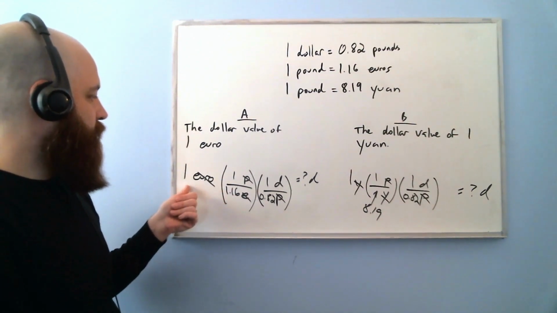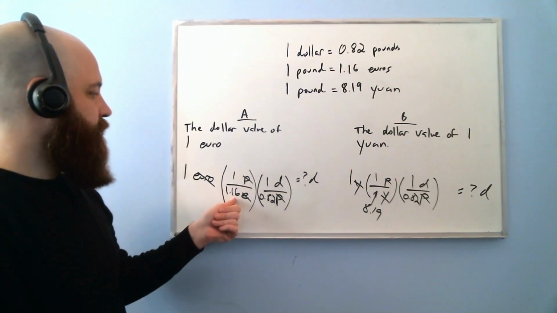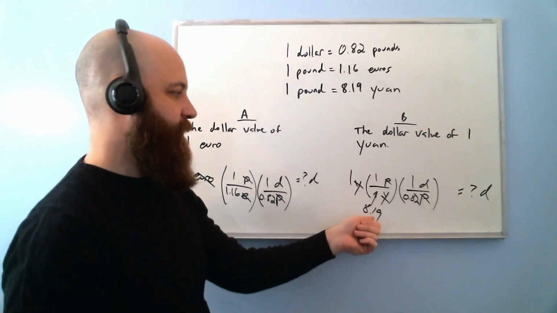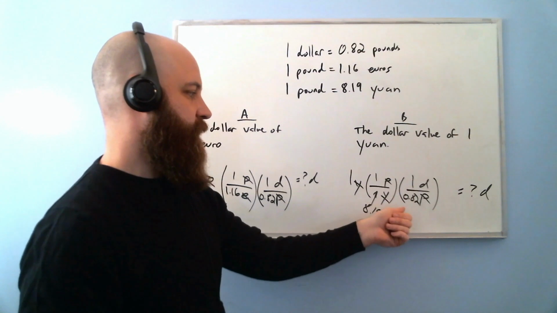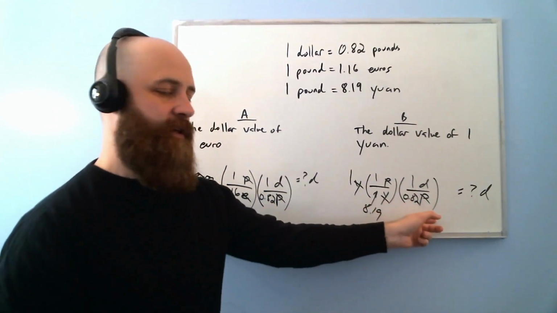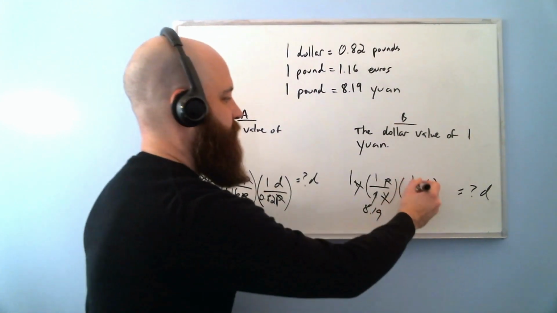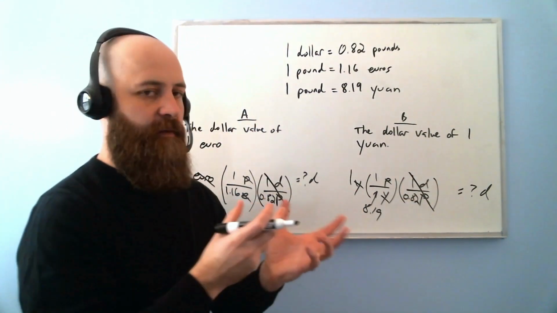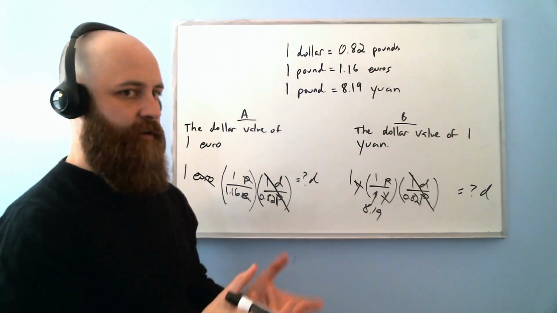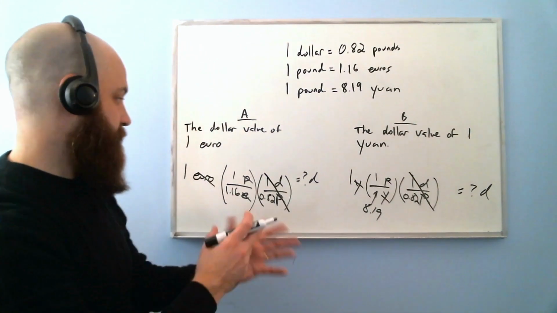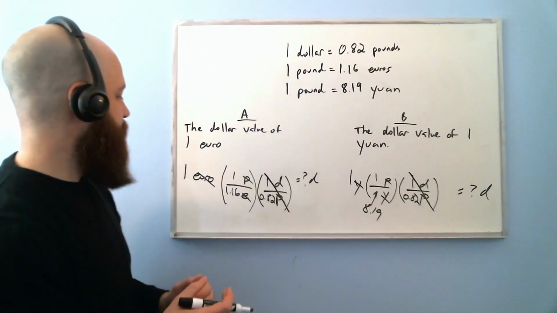Okay, so 1 times 1 over 1.16 times 1 over 0.82 versus 1 times 1 over 8.19 times 1 over 0.82. Well, notice they're both being multiplied by 1 over 0.82. So that last conversion really isn't necessary. If I can figure out which of these is bigger in pounds, well, that one is also going to be bigger in dollars. So I don't need to convert to dollars. Just making that observation, I'm simplifying things.